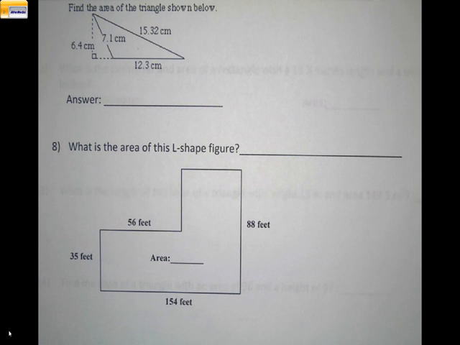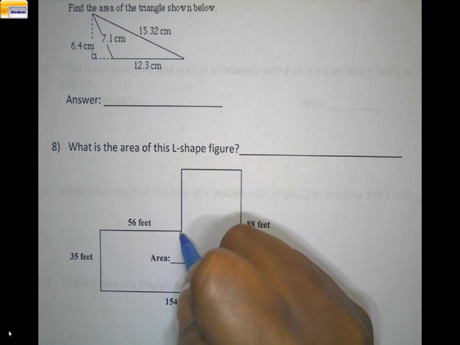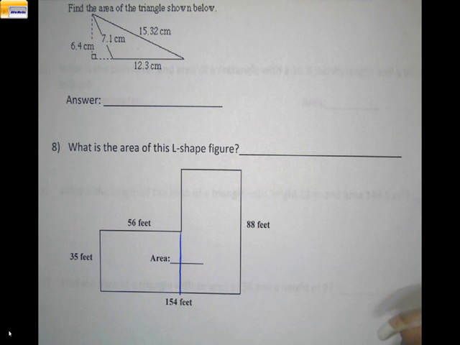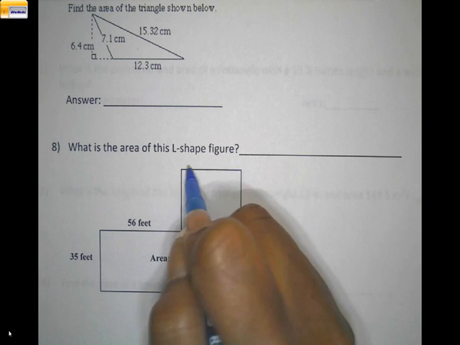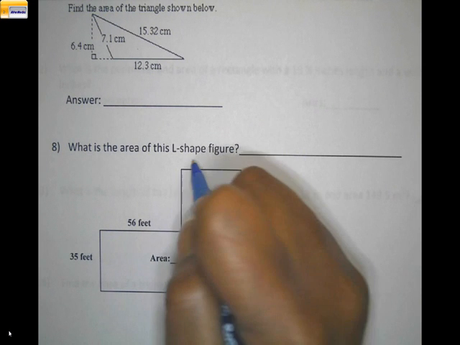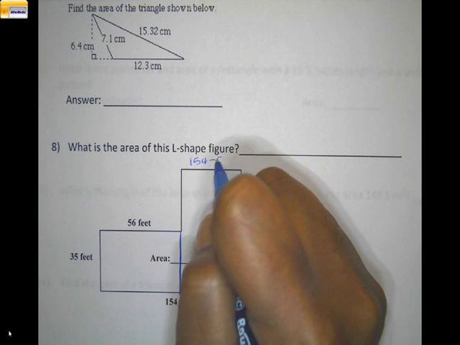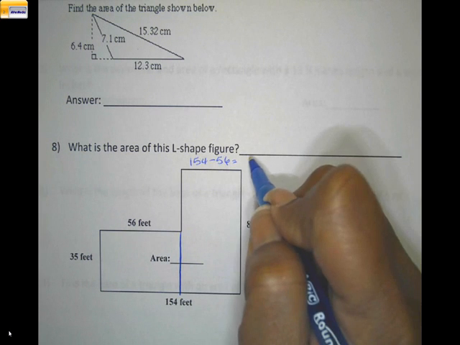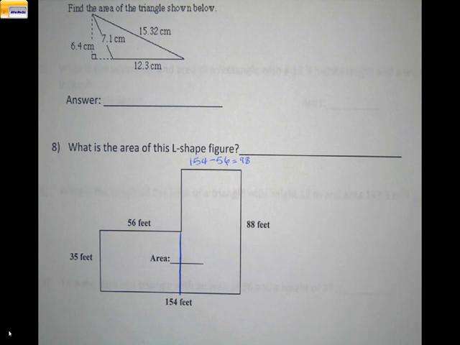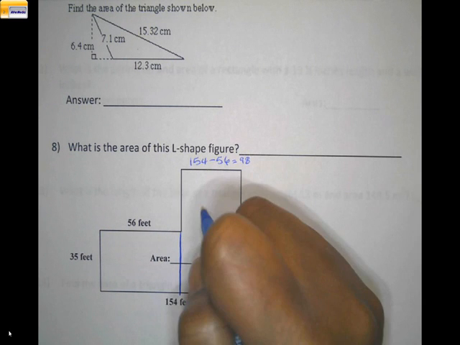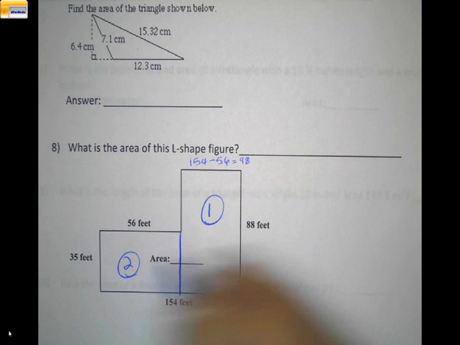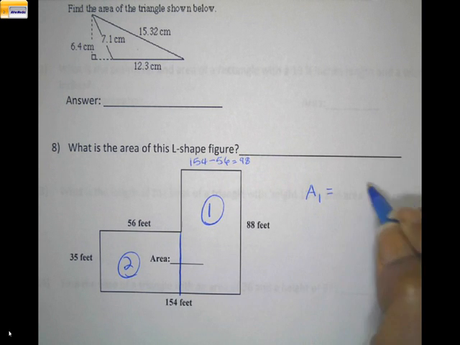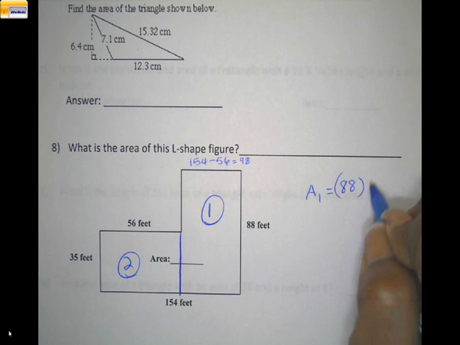Okay, so first of all, what do I have to do? Separate it into 2 rectangles, right? Now, I don't know the width of this rectangle, but I know that I need to take 154 and subtract 56. And won't that give me 98, right? It'd be 98. So this will be 1, and this will be 2. So on area 1, I've got 88 feet, and I'm going to multiply that by 98.